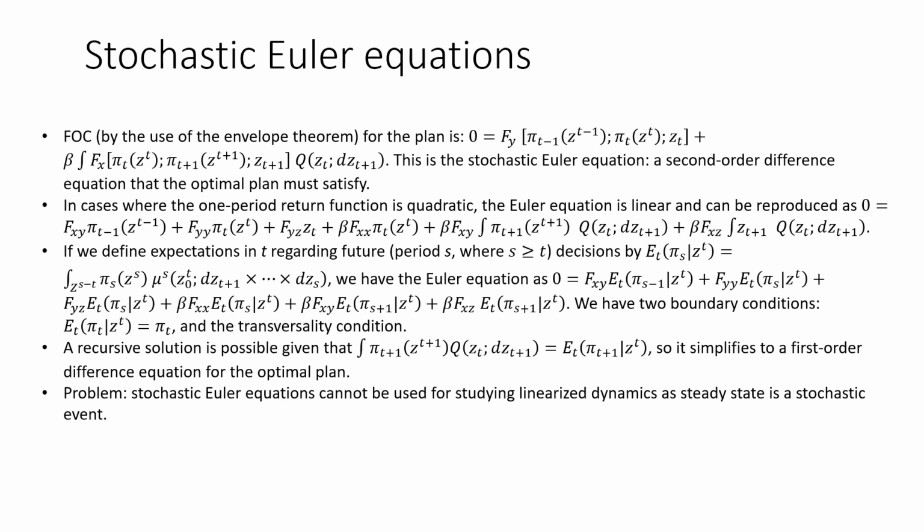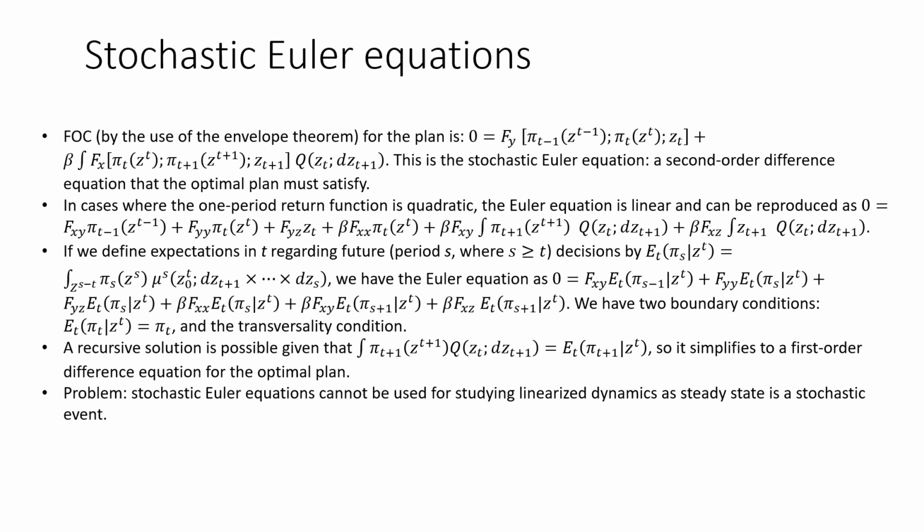So given that we have restrictions, including the transversality condition, if we introduce expectations, such a stochastic Euler equation can be used to find the optimum policy. In another sense, the use of stochastic Euler equations is limited.